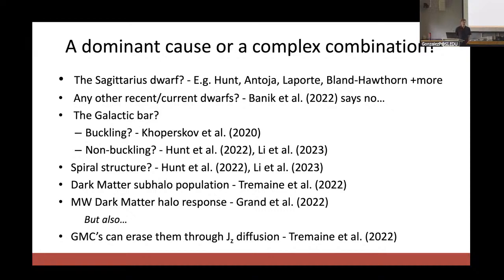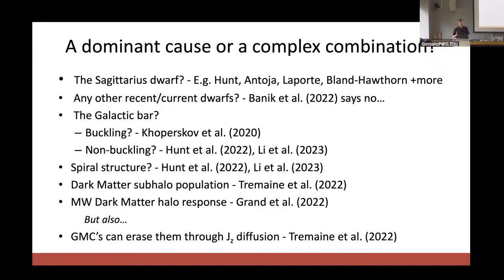We know we have Sagittarius, we can see it. There are other dwarves, the LMC's pulling on the halo and warping it a little bit. We have a galactic bar, whether it's buckling or not. We have spiral arms. Depending on your preferred theory of dark matter, we probably have dark matter subhalos and a complex response, maybe, don't know. And we also have giant molecular clouds. We can see them, right? Like all of this is going on in the Milky Way.